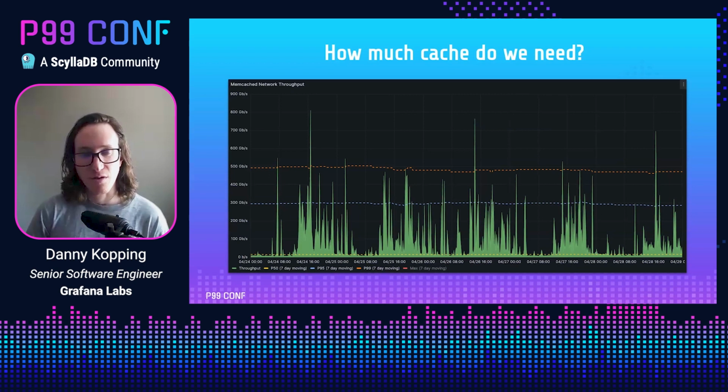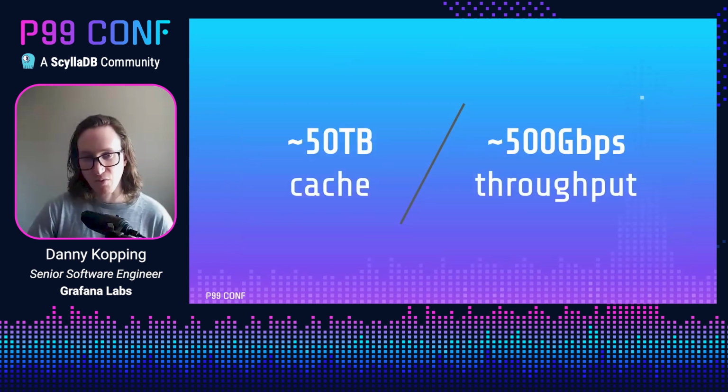We also needed to consider the network throughput going to our Memcached cluster from our queriers, and we had quite a large amount of network traffic going through. So you can see here a 7-day moving P99, and that is sitting at about the 0.5 terabit range. And so we needed quite a lot of network throughput as well.